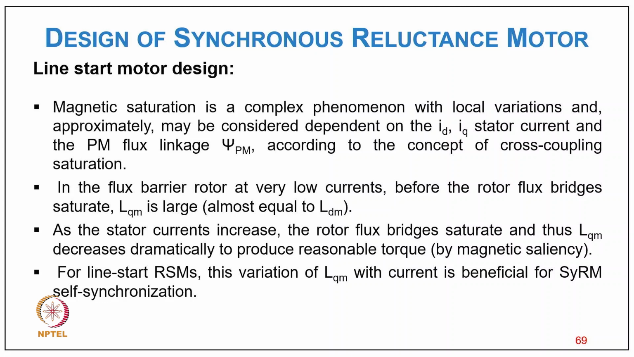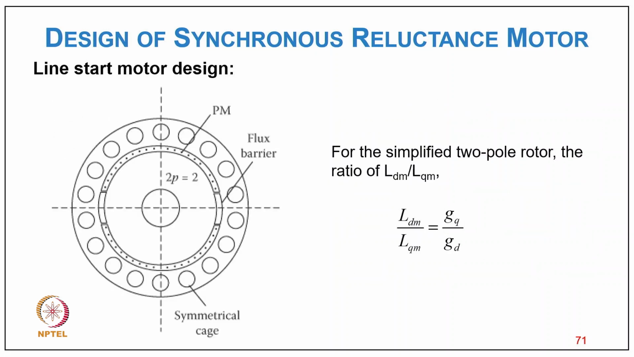And in the flux barrier rotor at very low current, before the rotor flux bridges saturate, LqM is large, almost equal to LdM, and as the stator current increases, the rotor flux bridges saturate and LqM decreases dramatically to produce reasonable torque by magnetic saliency. So for a line start reluctance synchronous motor, this variation of LqM with the current is beneficial for synchronous motor self synchronization. And this is typical in line start motor design.